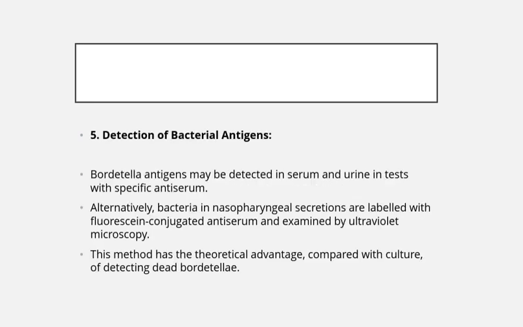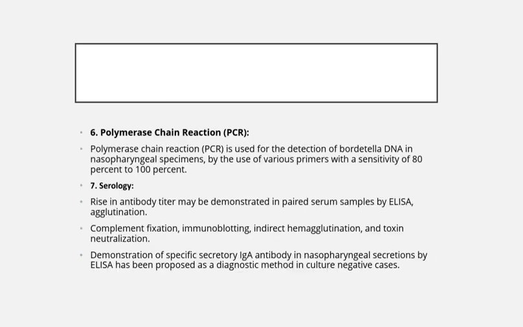Detection of the bacterial antigen. Bordetella antigen may be detected in the serum and urine in tests with specific antiserum. Alternatively, the bacteria in the nasopharyngeal secretions are labeled with fluorescence-conjugated antiserum and examined by ultraviolet microscopy. This method has the theoretical advantage, compared with culture, of detecting dead Bordetella. Polymerase chain reaction: this is used for the detection of Bordetella DNA in the nasopharyngeal specimen by the use of various primers with a sensitivity of 80% to 100%.